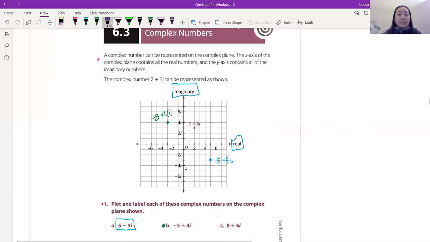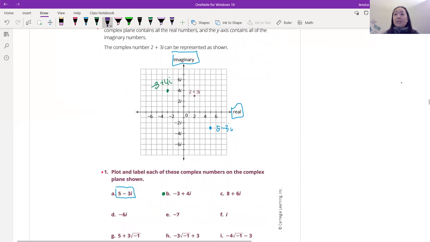So this is how we plot points, or a number, I suppose. It's not technically a point. But the number, like 2 plus 3i, that's one number. So we go 2 on the real side, and then up 3 units on the imaginary side. So that's 2 plus 3i. 5 minus 3i, go right on the real number line 5, and then go down on the imaginary number line 3, just like with the order of operations. And then this is going to be -3 and then 4i, so 4 going up.